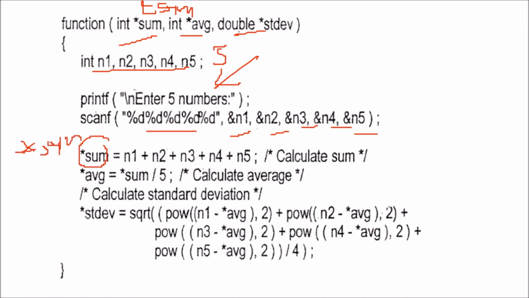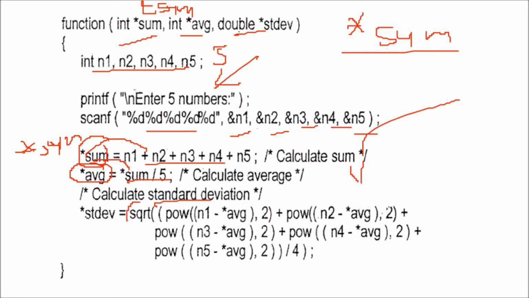That is, star sum is what? Sum is actually the address. So we want the value at this address. So this will be added and provided to star sum, and this star sum can be read directly and divided by 5. This will give you the average. When you want to find out the standard deviation, just take the square root.